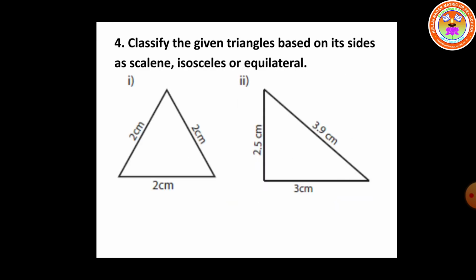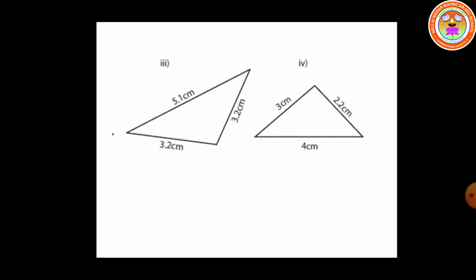Next one. Classify the given triangles based on its sides as scalene, isosceles or equilateral. Scalene means no sides are equal. Isosceles means two sides are equal. Equilateral means three sides are equal. First one you see three sides are equal. Equilateral triangle. Second one you see all the sides are different. Scalene triangle. Third one you see two sides are equal. Isosceles triangle. Fourth one you see all the sides are different. Scalene triangle.